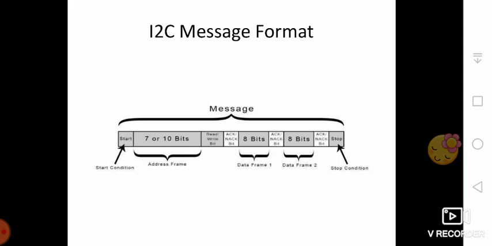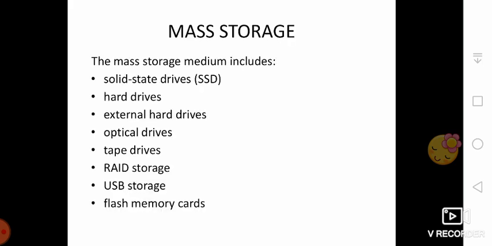Okay, next we are going to see about mass storage devices. Here we have some storage mediums: solid state drives, hard drives, external drives, optical drives, tape drives, RAID storage, USB storage, flash memory cards. Solid state devices are electronic devices in which electricity flows through solid semiconductor crystals like silicon, gallium arsenide and germanium rather than through vacuum tubes.